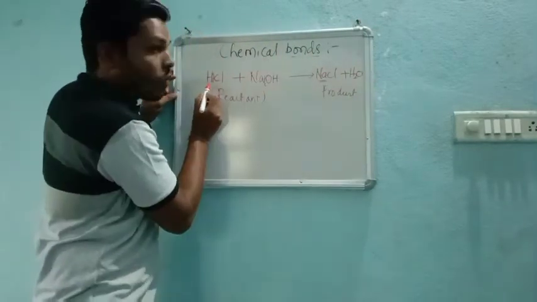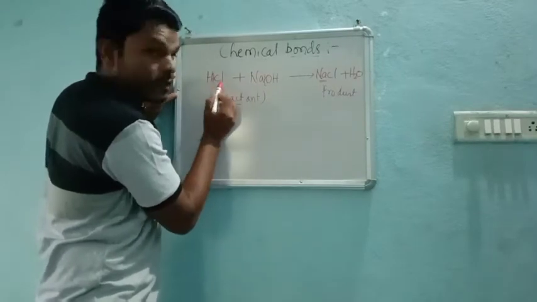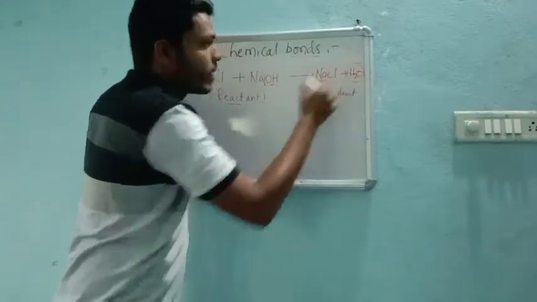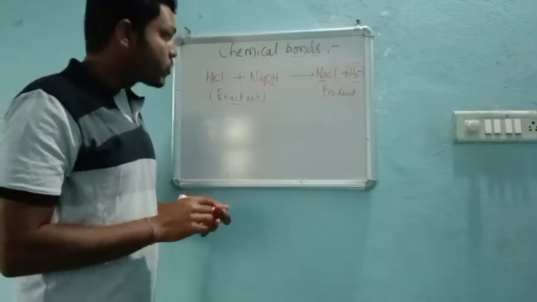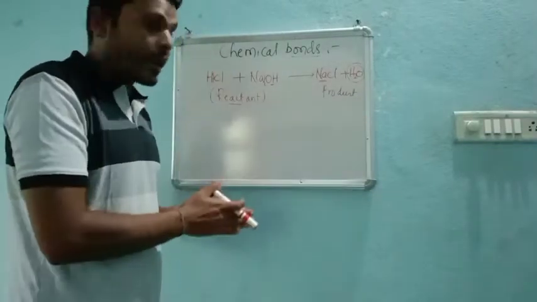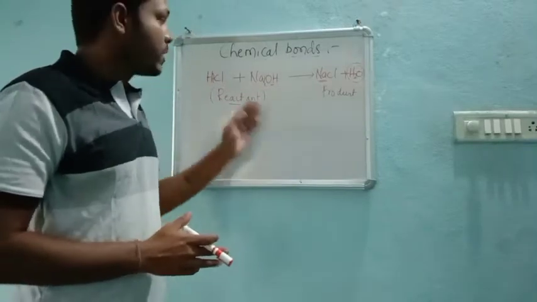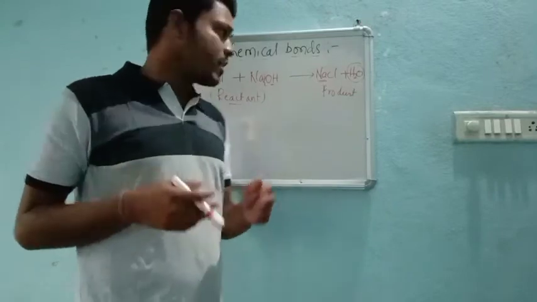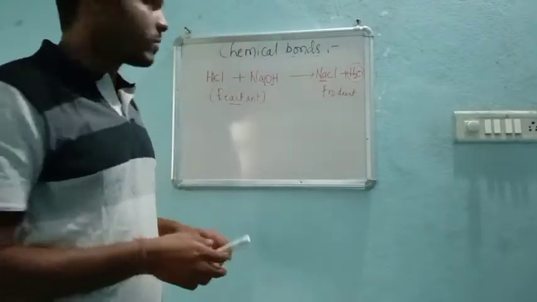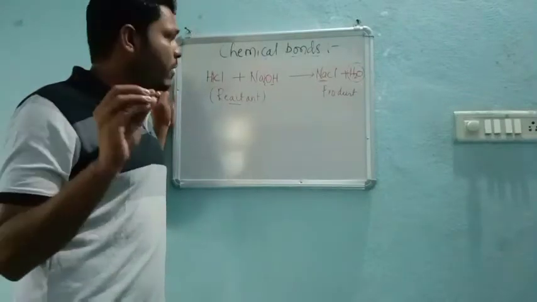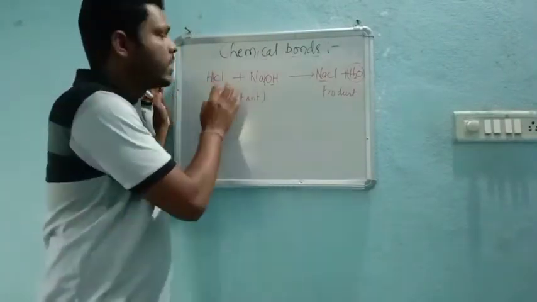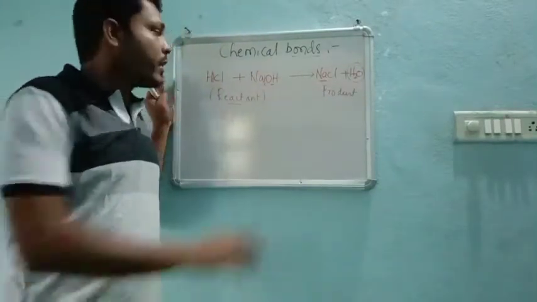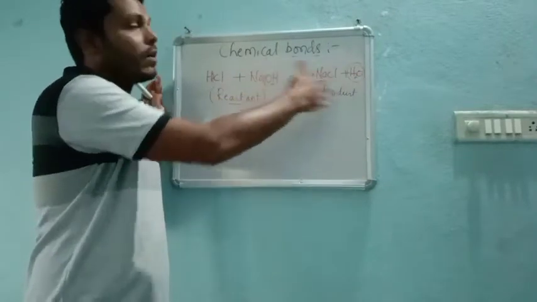Like how H was with Cl in the reactant, but now H is with OH and formed a water molecule. Right? This formation and breaking takes place simultaneously. So that's why this is called a reaction. Balancing of equation or balancing the reaction we will go into in later sessions. But now just have a brief idea about what is a reaction. So reaction is nothing but breaking of old bond and the formation of new bond. This complete process is called a reaction.